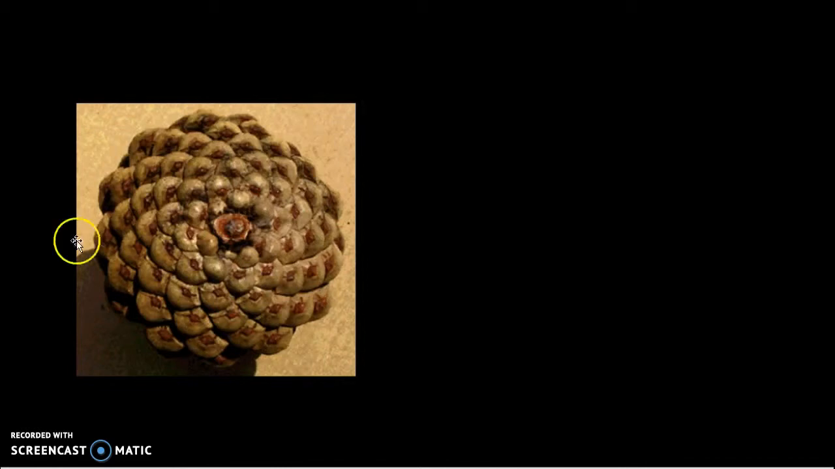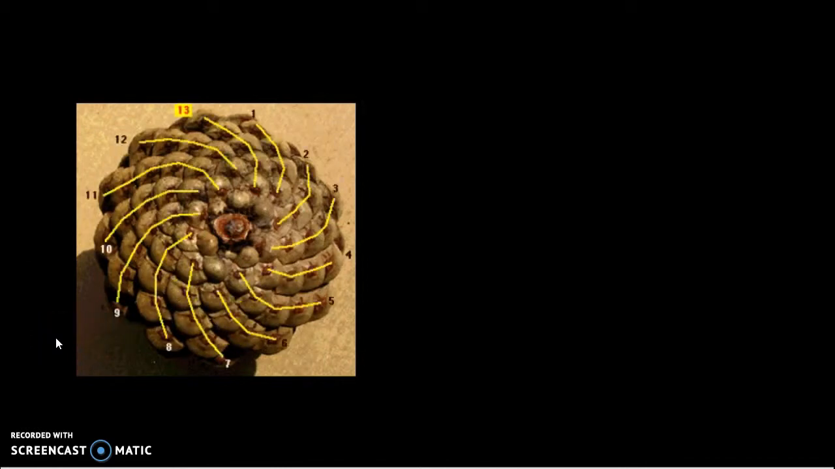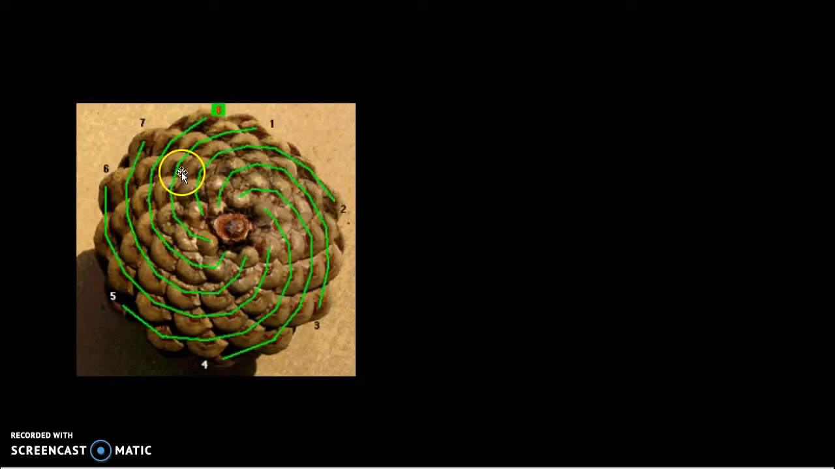I have this pinecone here, and the rows go in spirals. So you have 1 row of spirals, 2 rows, 3 rows, 4 rows, 5, 6, 7, 8, 9, 10, 11, 12, and 13 rows. And 13 is a Fibonacci number. If I do the spirals the opposite way, you get 1, 2, 3, 4, 5, 6, 7, 8, and you get 8 sets of spirals, which is also a Fibonacci number.